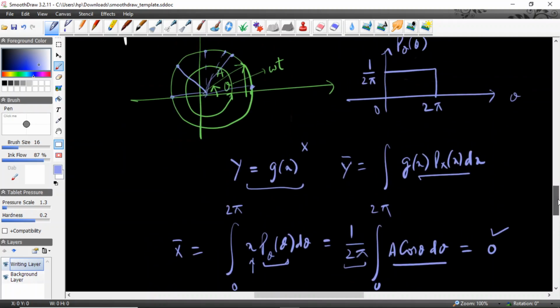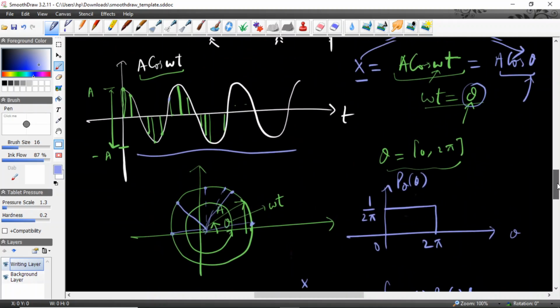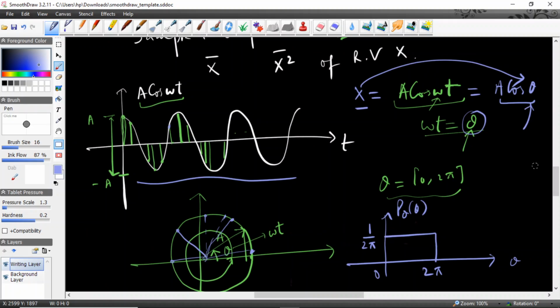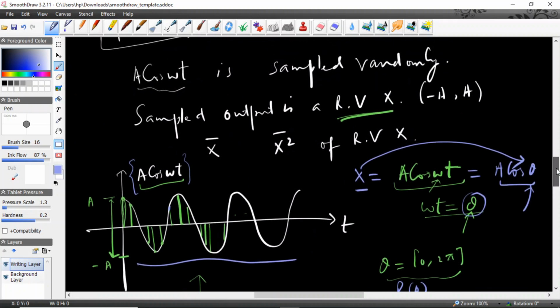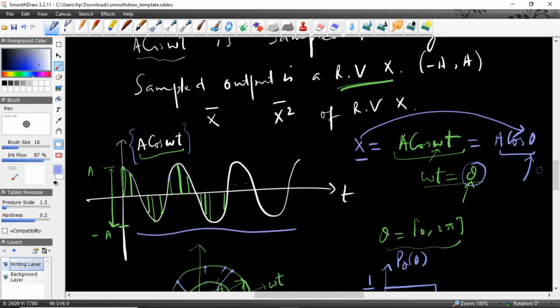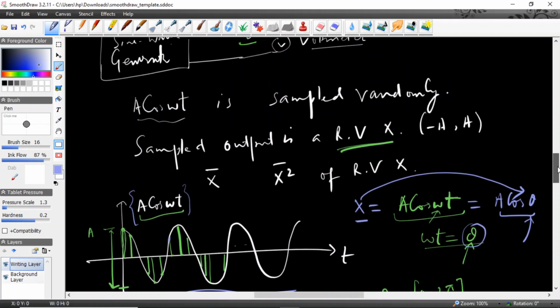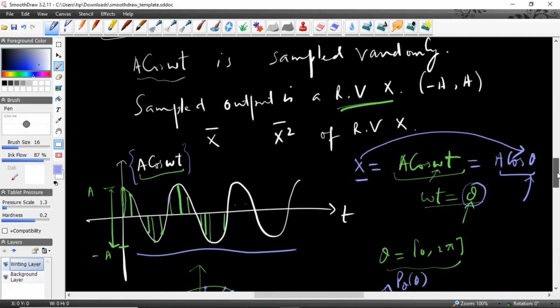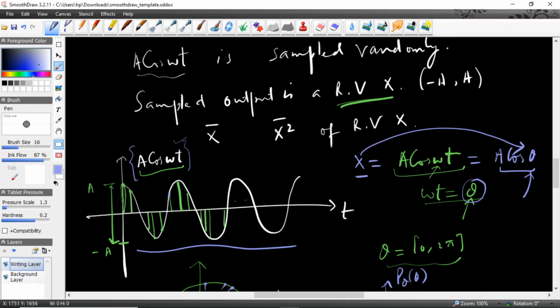And if you compare with the standard result we have studied in signals and systems theory, if you have a cos omega ct and you find the power of this signal, that power comes to be a square by 2. It is the same thing, but we have done it in the form of random variables.